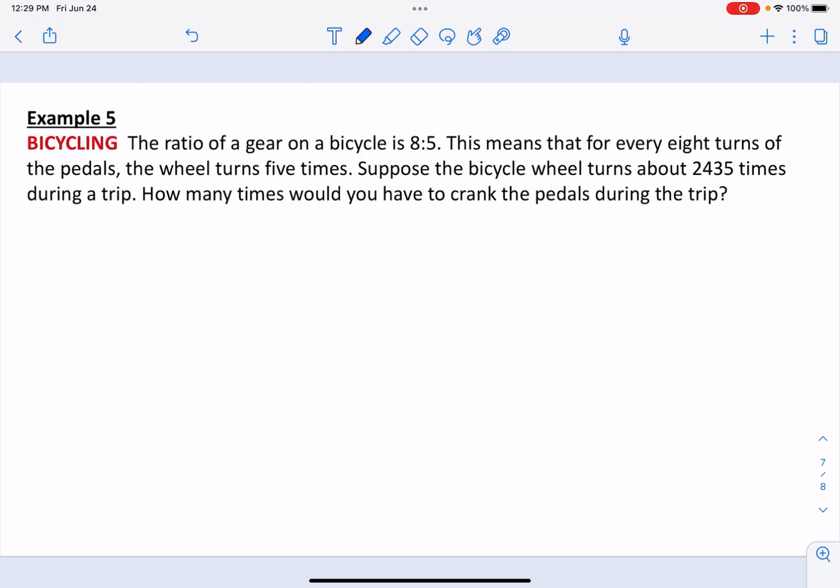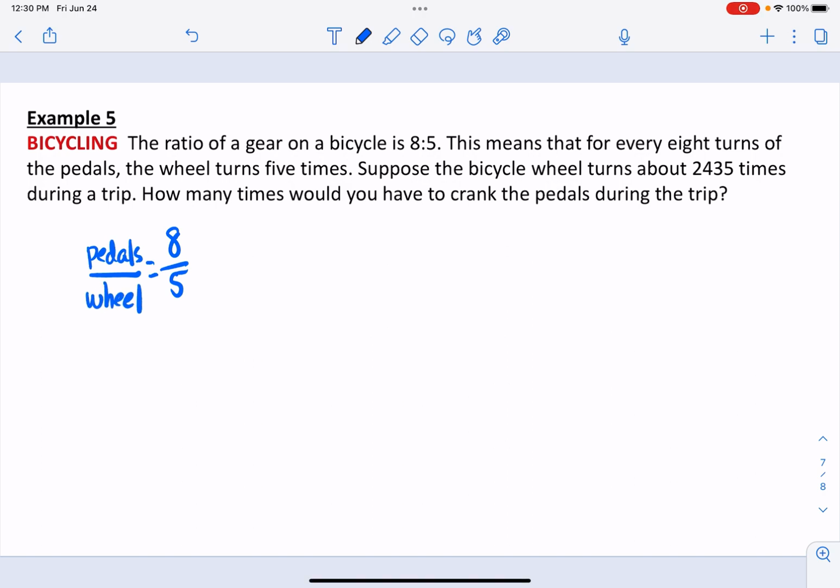Okay, an application. Proportions are a good application of mathematics in the real world. The ratio of a gear on a bike is 8:5. That means for every 8 turns of the pedals, the wheel turns 5 times. So what you want to understand is 8 over 5, which is equal to the pedals to the wheel.